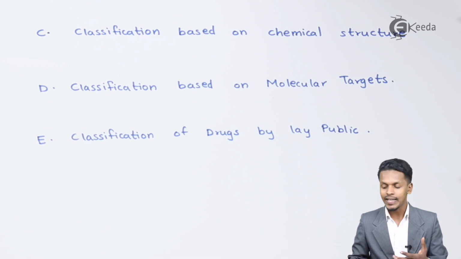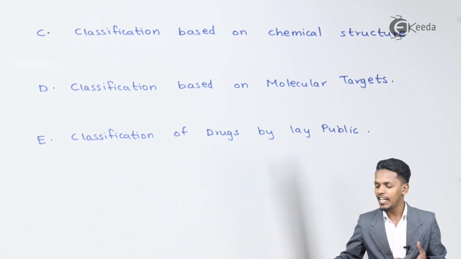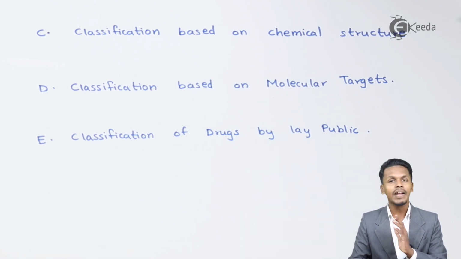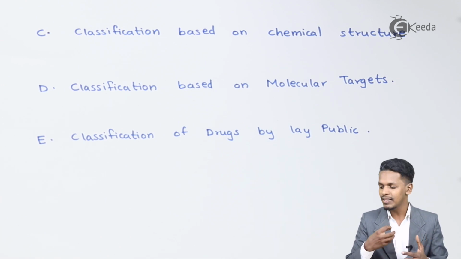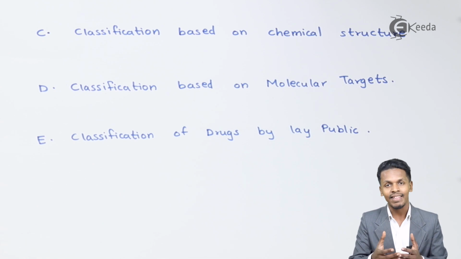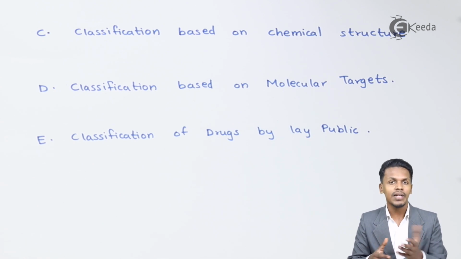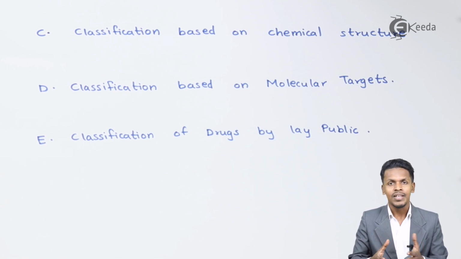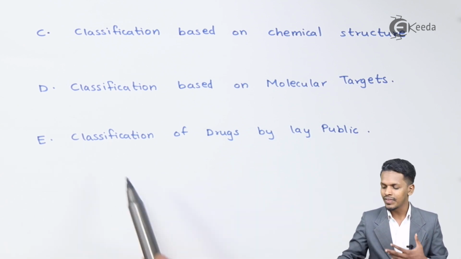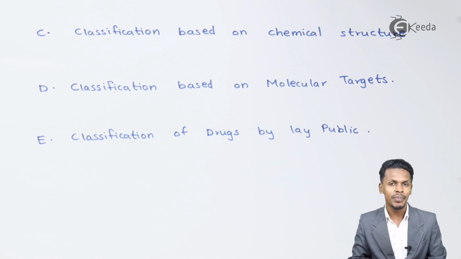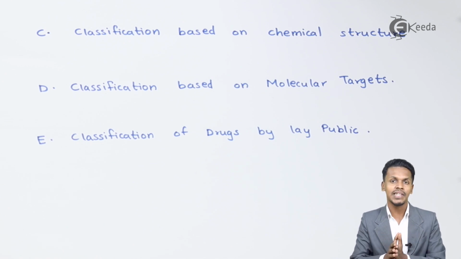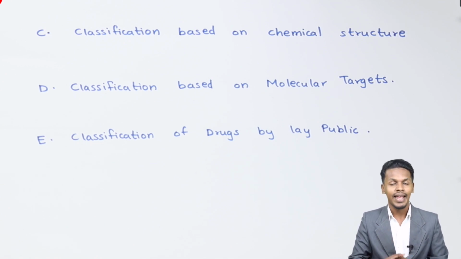Talking about the next one, that is classification of drugs by the lay public. In this case, the information based on the classification is not very clear, it is very inadequate. For example, some drugs like a cough syrup, or any ointment, come in the classification of drugs by the lay public. So therefore, these were all the classifications of drugs that I wanted to discuss.